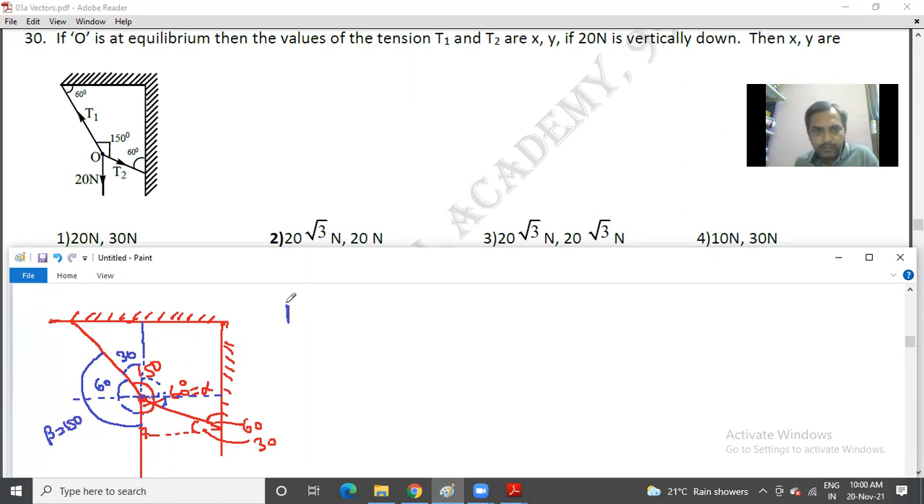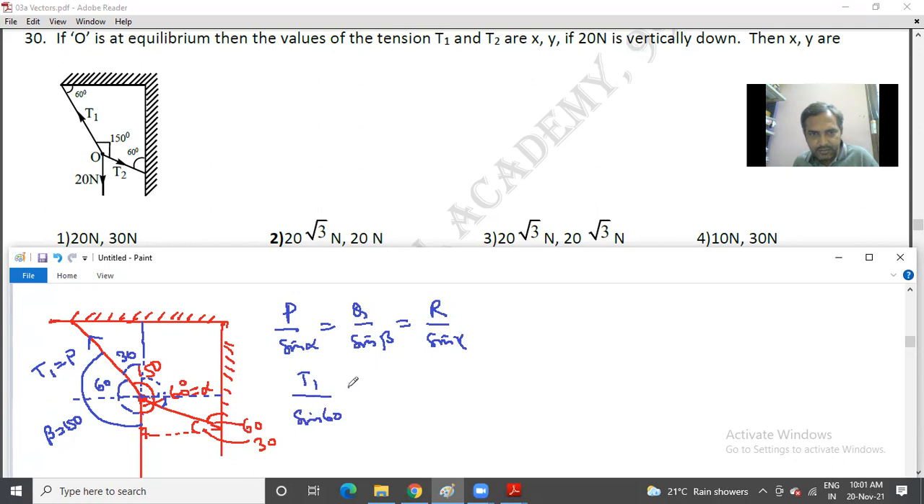Now, P by sine alpha, Q by sine beta, R by sine gamma. Now what is P here? They mentioned T1. So T1 is P now. Alpha, how much is alpha? Alpha is going to be 60, sine 60. Now beta. Beta is 150, but what is Q? Q is going to be this one, T2.